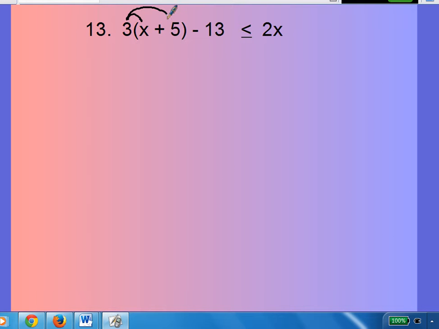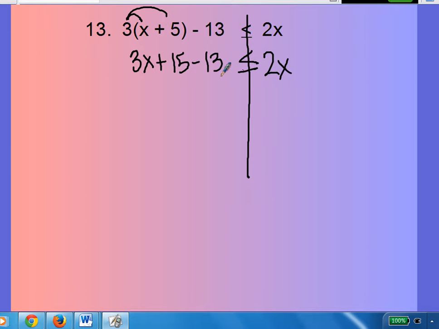We have to distribute. So I'm going to draw my border right now, and I'm going to distribute: 3x plus 15 minus 13 is less than or equal to 2x. Again, we have to simplify things on each side of the border, and we have two numbers that go together. Those two. 15 minus 13 is 2. 3x plus 2 is less than or equal to 2x.